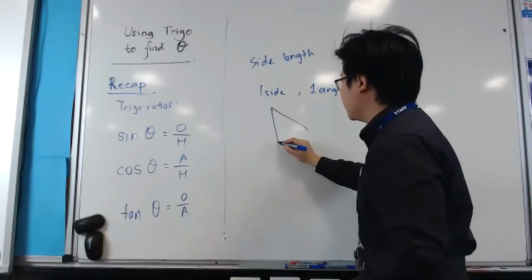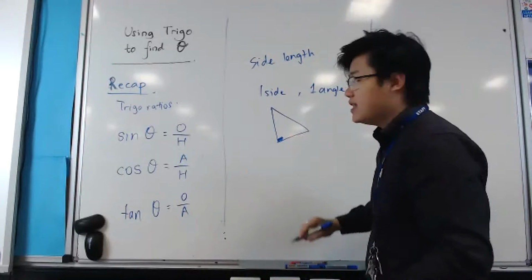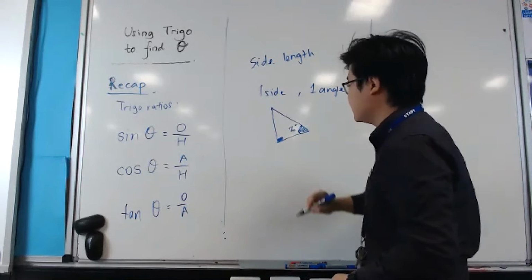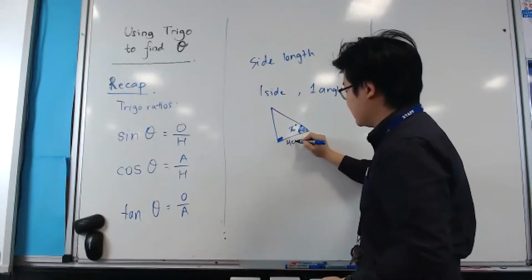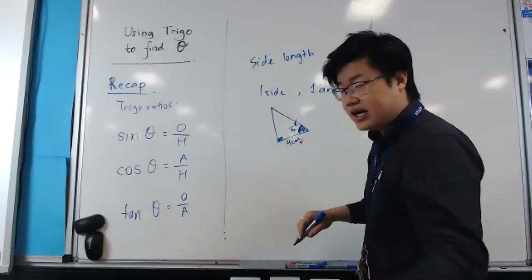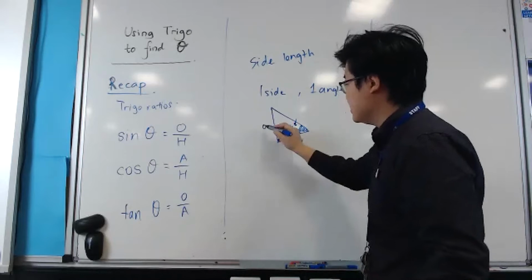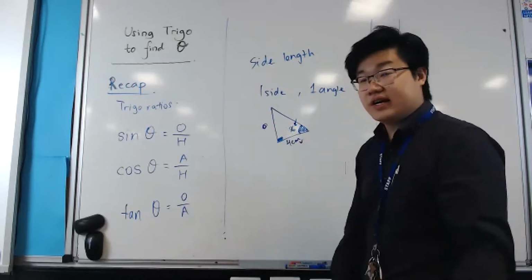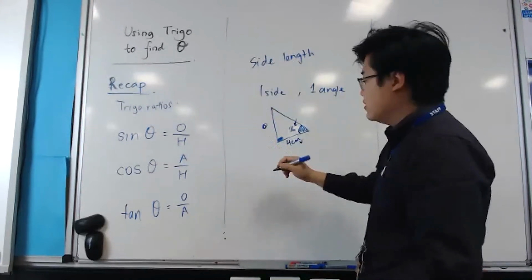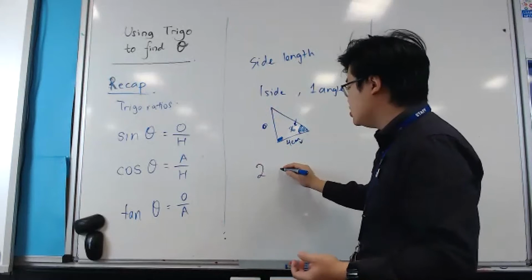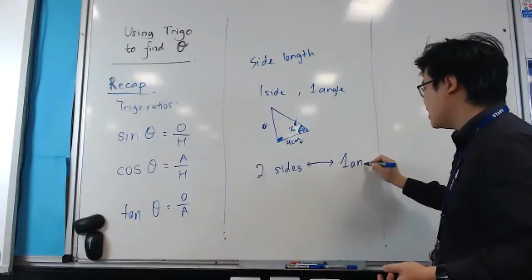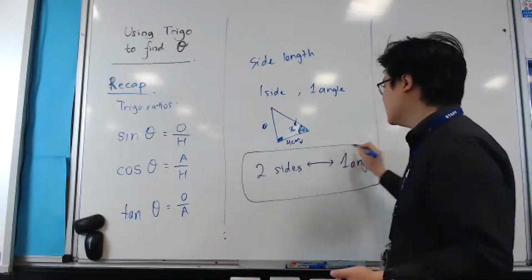Let's say you were given a right angle triangle, and one reference angle, for example 36 degrees, and one side, 4 centimeters. You were given one side and one angle, and asked to find another side, let's say O. So with the Trigo ratios, we are working with 2 sides and one reference angle. That's the whole story.